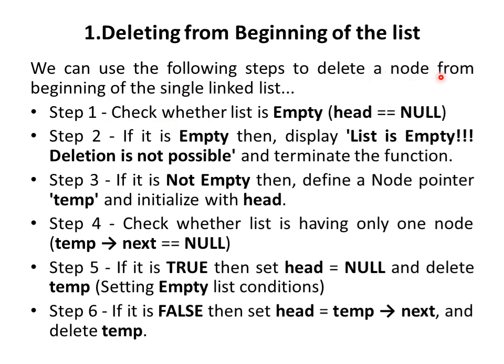We can use the following steps to delete a node from the beginning of the single linked list. What are the steps I am following here? First, I will check whether the list is empty, that means when head equals null. Next, step 2: if it is empty, then display list is empty and deletion is not possible, and terminate the function. Next, what is the third step? If it is not empty, then define a node pointer temp and initialize it with head.